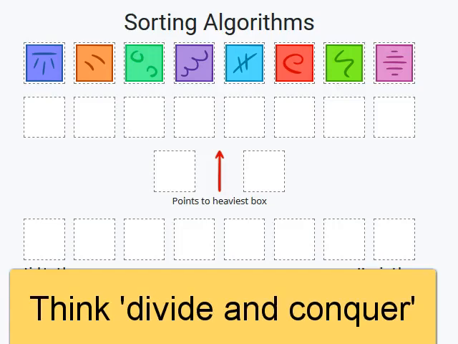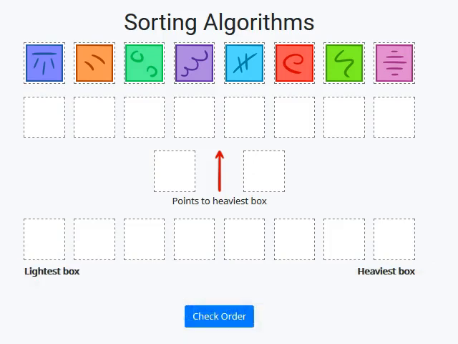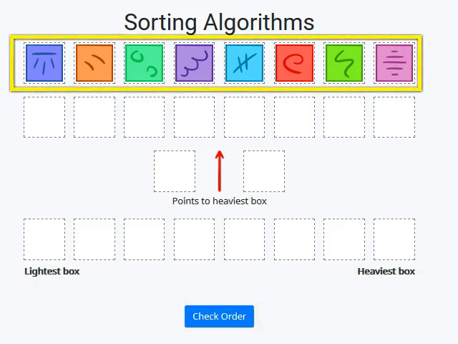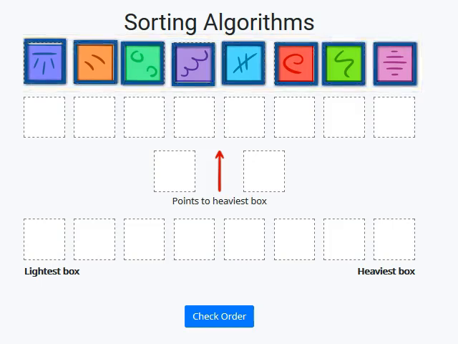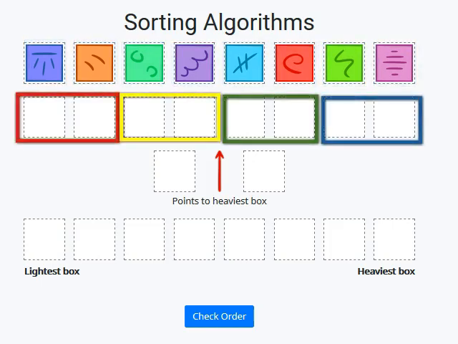Merge sort is characterized by the keywords divide and conquer. For this algorithm, instead of looking at a list of 8 unsorted boxes, we begin by thinking of them as 8 very small lists of 1 box each. And what we can do is merge them together to get 4 lists of 2 boxes each.